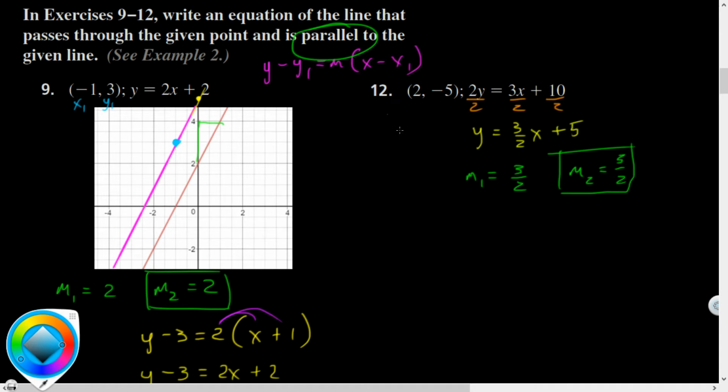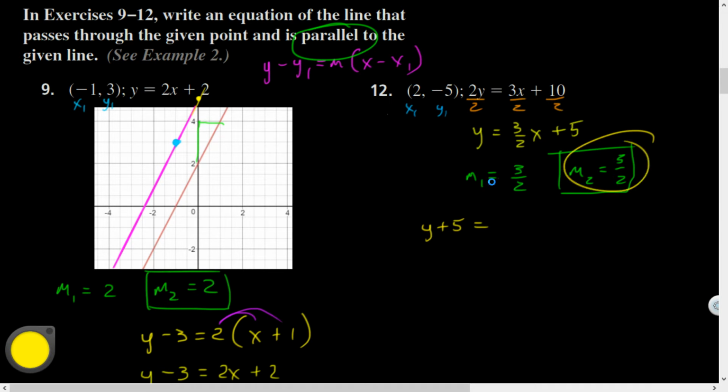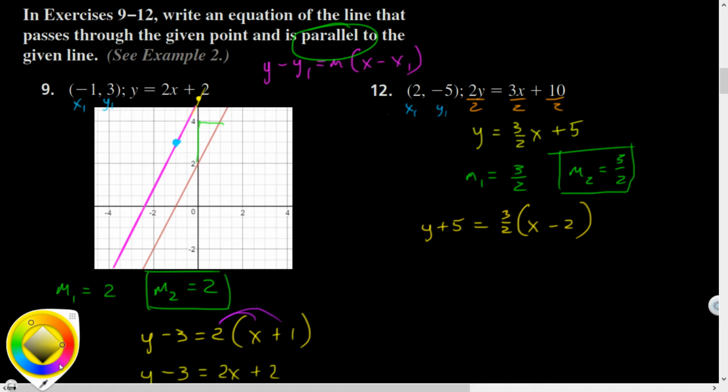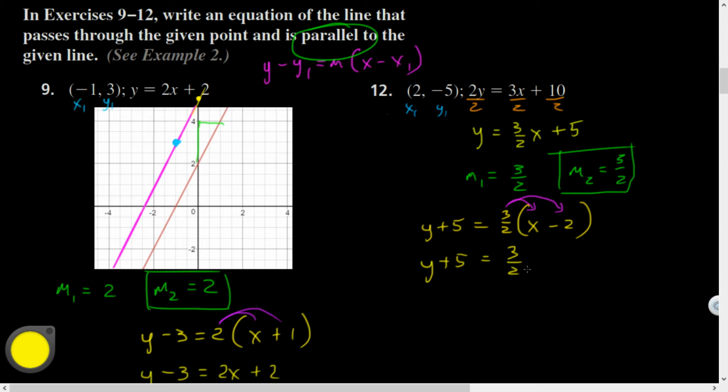Now let's see, I've got a point that my line passes through. So let's plug this into point-slope form. So y plus 5, the opposite of that, equals the slope m, so 3/2, parentheses x minus x1, which was 2. All right. So there's point-slope form. Let's convert this to slope-intercept. Distributing y plus. Oh no, the purple. Oh dear. Wrong color. Let's see, 3/2 x, 3/2 times -2.